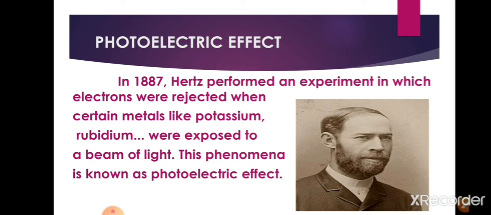electrons were ejected out. When certain metals like potassium, rubidium or cesium were exposed to a beam of light, some of the electrons were ejected out. This phenomenon is known as the photoelectric effect. We call it the photoelectric effect.